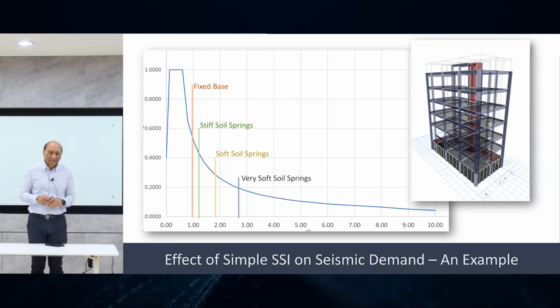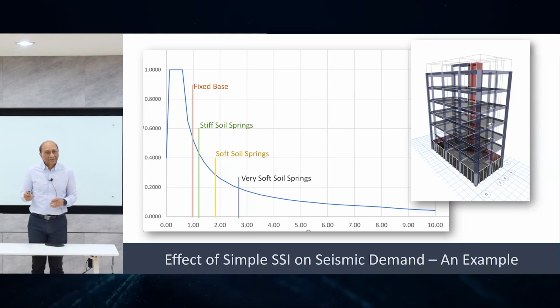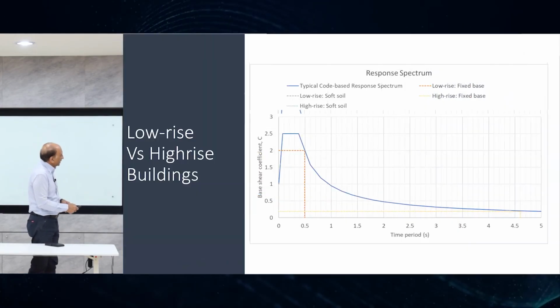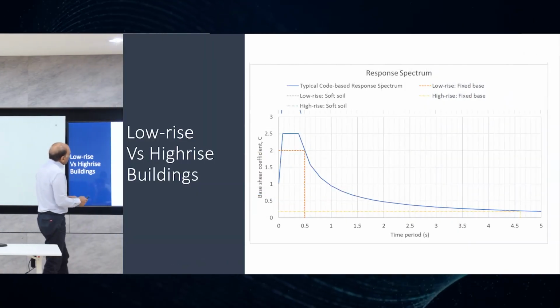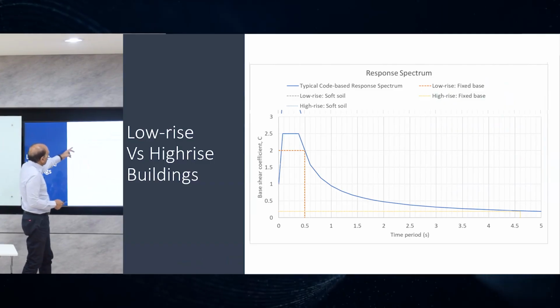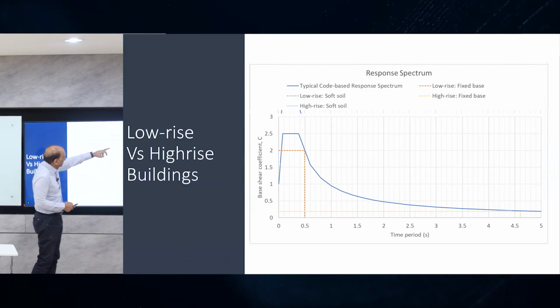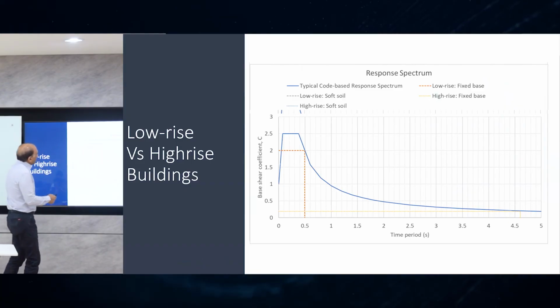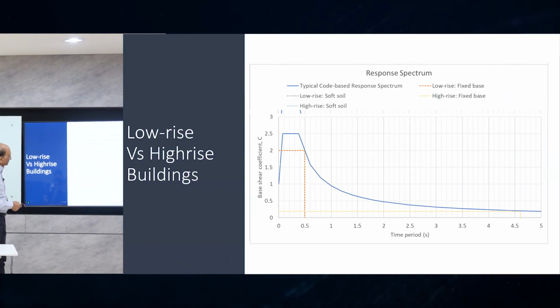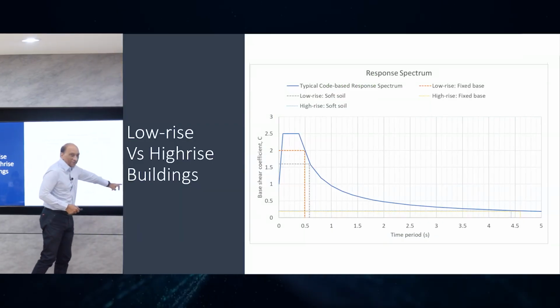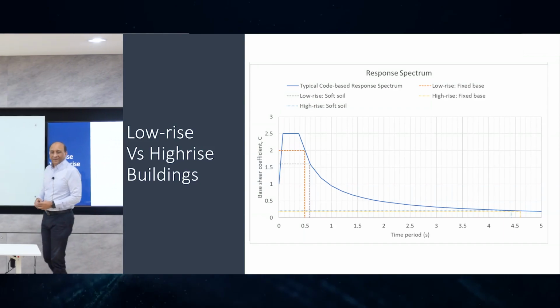And some people might think it's a good thing, but there are other things which are going to be the other way. Okay. So now this is the low-rise and soft soil, high-rise soft soil, and low-rise fixed base and high-rise fixed base. So let's see what happens to them. So low-rise fixed base is here, and then low-rise soft soil will be here. You can see the others are over here, the long ones. So for tall building, it didn't matter.